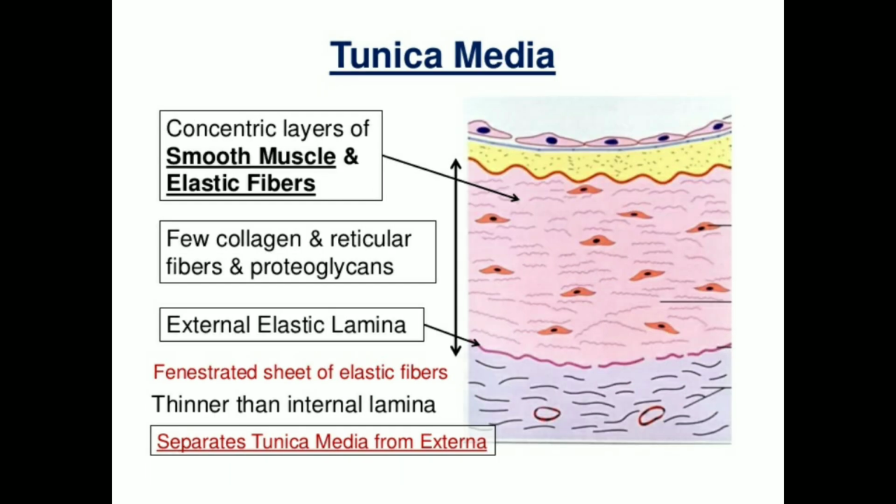Okay, next layer you will be looking at is the thick layer. You can see this layer is called the middle layer. We call it the tunica media. What does the tunica media layer consist of? If you look at the tunica media layer, it consists of concentric layers of smooth muscle and elastic fiber.